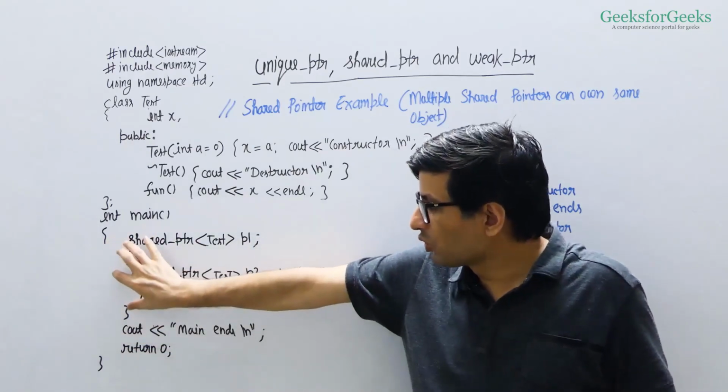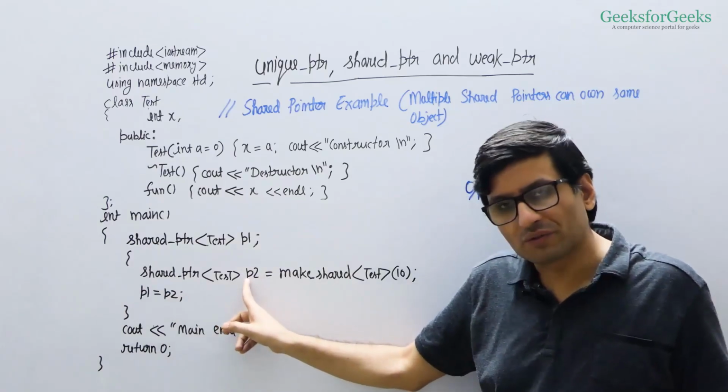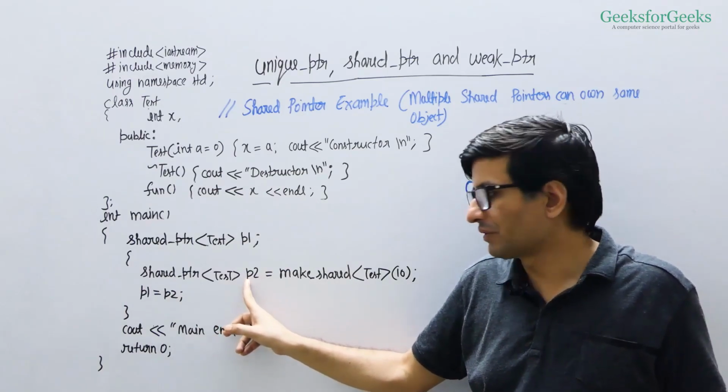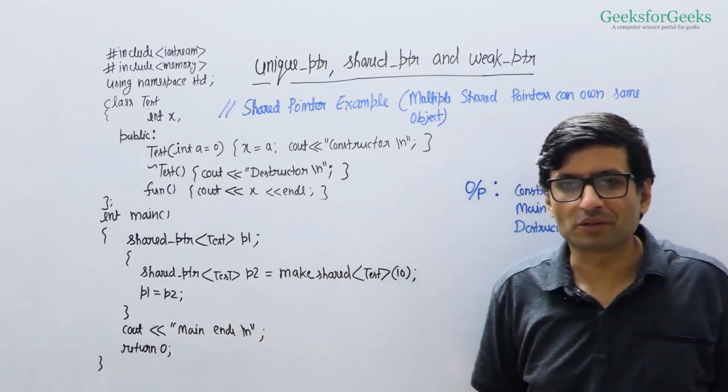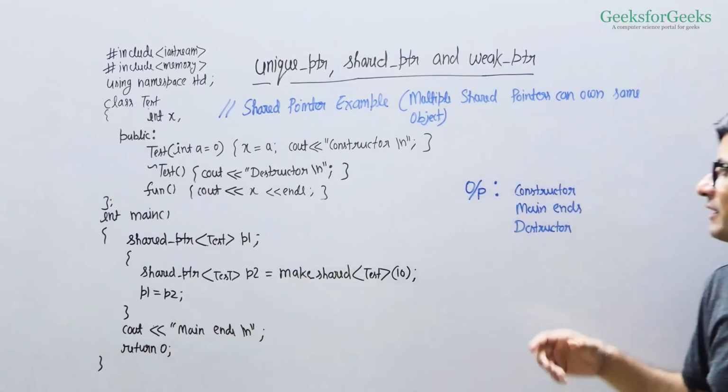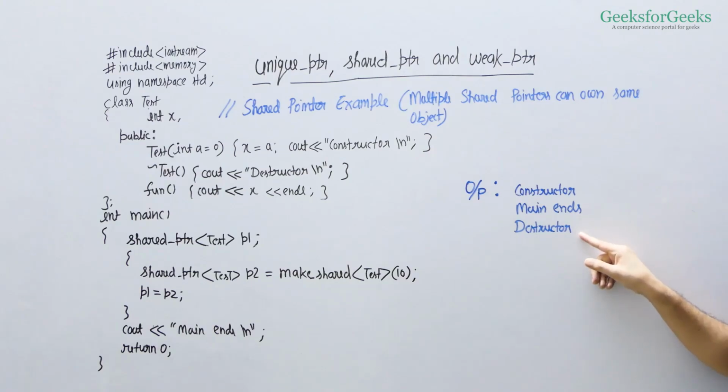After this scope is over, P2 goes out of the scope, right? This pointer variable goes out of the scope. Then we print main ends and then we return 0. So what will be the output? The output of this program is constructor, main ends and destructor.